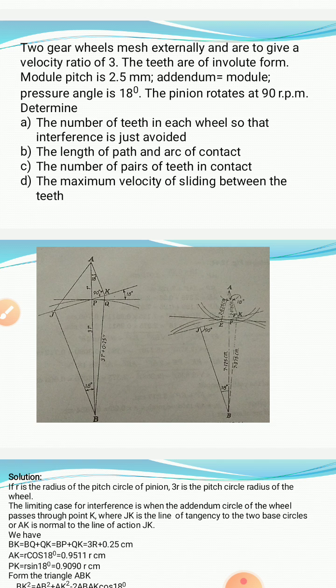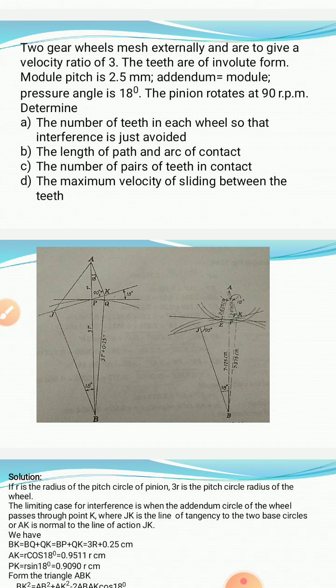In this example it is given that two gear wheels mesh externally, and are to give a velocity ratio of 3. The teeth are involute form. So external meshing gears are given with velocity ratio 3, and involute profile teeth. Module pitch is given, m value is given as 2.5 millimeter.